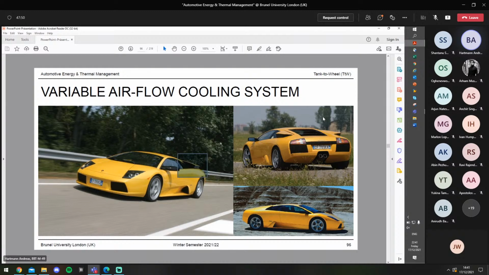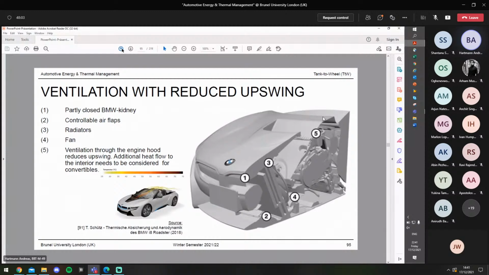And if it's not needed, as shown in the picture here on the right, it can be completely closed again. And then you have, as I said, two advantages. You have a reduced air drag, and also the engine becomes much quicker warm.